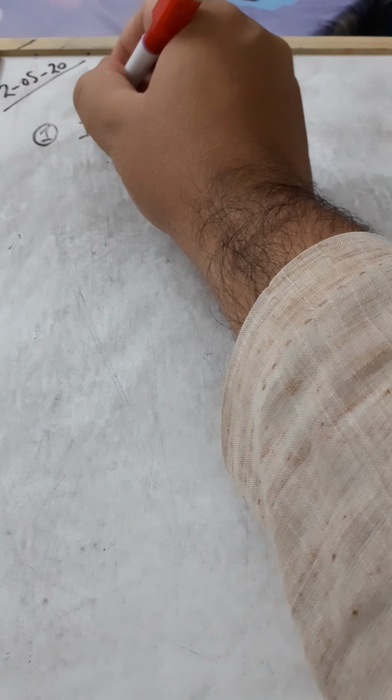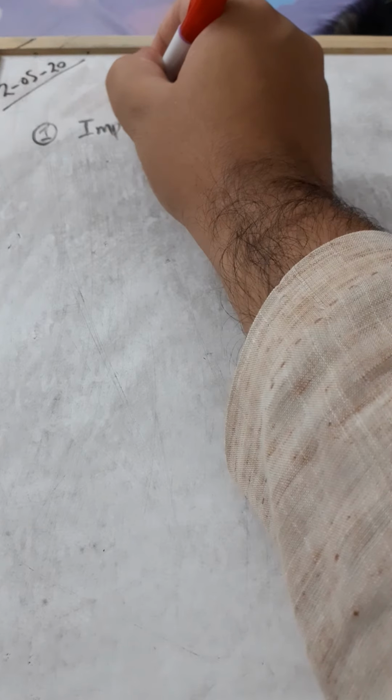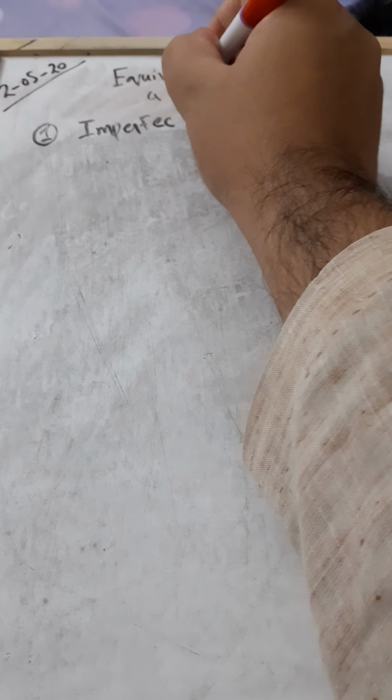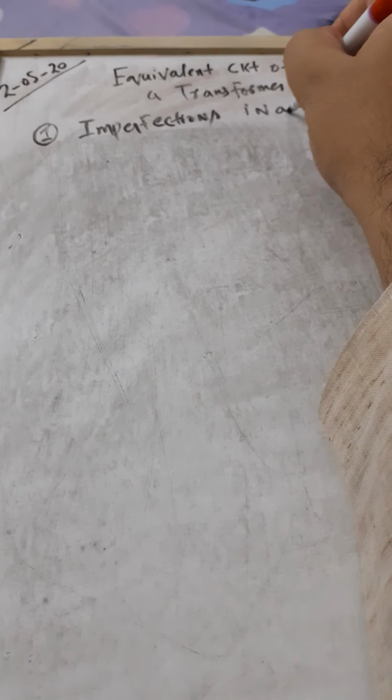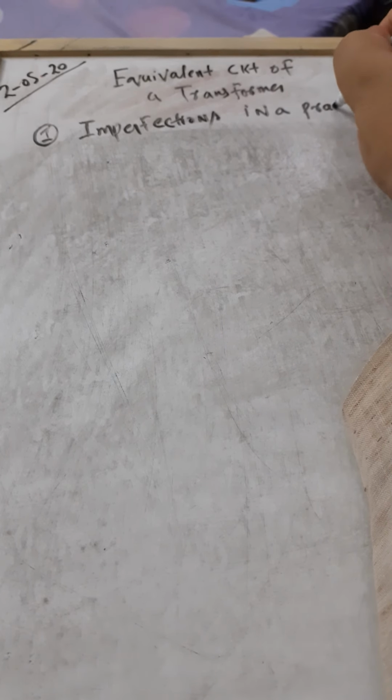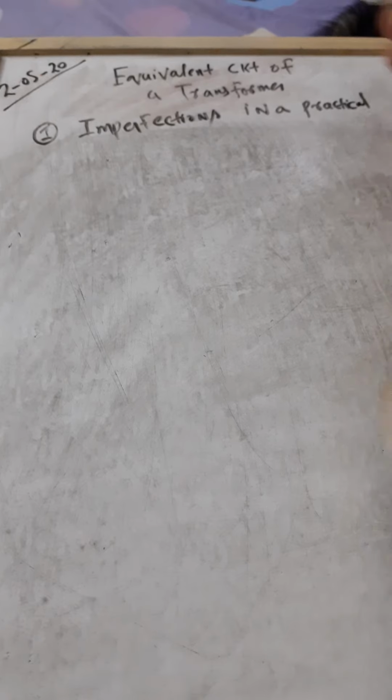In today's class we are going to look at the design of the equivalent circuit of a transformer. Basically, the equivalent circuit of a transformer is designed from the imperfections. The design of the equivalent circuit is related to the imperfections in a practical transformer.